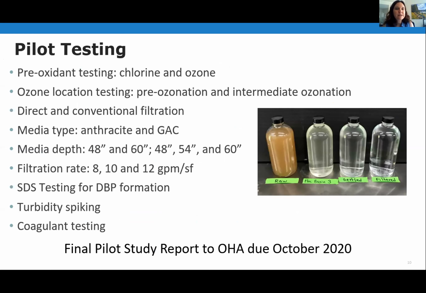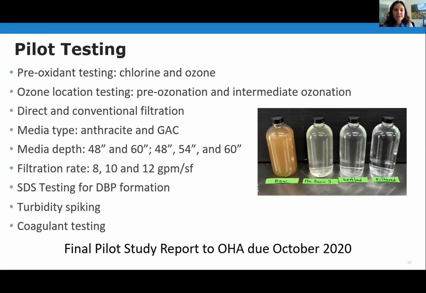So they did pre-oxidant testing of chlorine and ozone. We looked at whether to do pre-ozonation or intermediate ozonation, direct and conventional filtration. We tested anthracite and granular activated carbon, GAC. We started testing 48 and 60 inches of media, and then we refined that to include a 54-inch media depth. We tested at 3 different filtration rates: 8, 10, and 12. We did simulated distribution system testing to better understand the formation of disinfection byproducts.